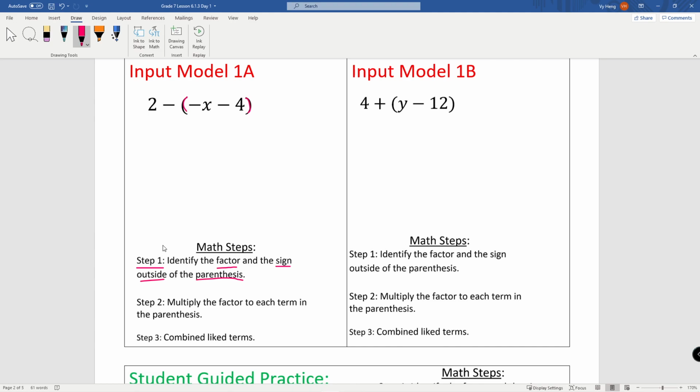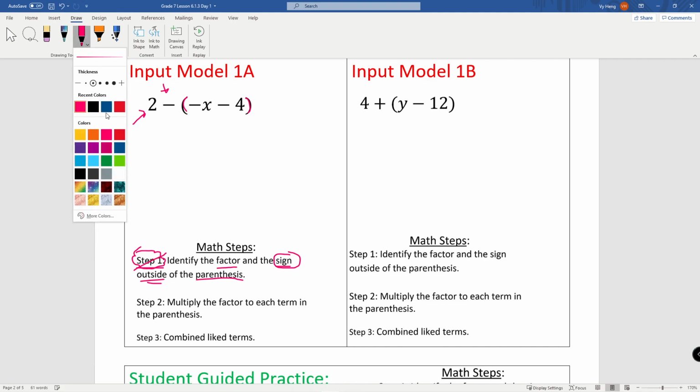So step 1, identify the factor outside of the parentheses. This right here is a factor outside of the parentheses. And then it says to also identify the sign, right? What is the sign? Well, the sign is a negative right there. You can call it minus if you want to. Now, before we move on to step 2, that was easy, right?